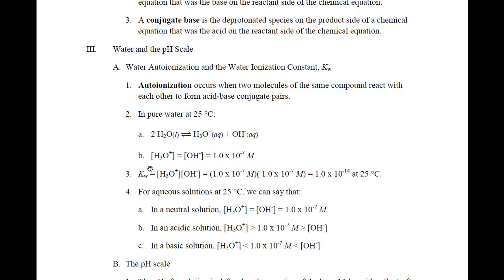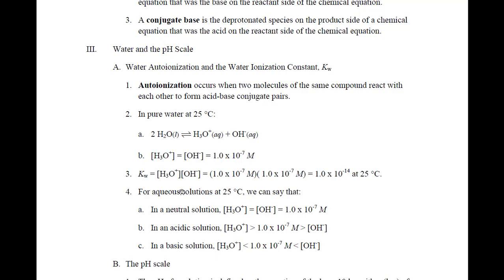This is a value, an equation and value you must commit to memory because you will need these for the exam and you won't have a cheat sheet, at least not legally. And so Kw equals hydronium times hydroxide, and for pure water, we're going to change that. Let me say that again. Kw is hydronium times hydroxide, and that will always equal 1 times 10 to the minus 14th.